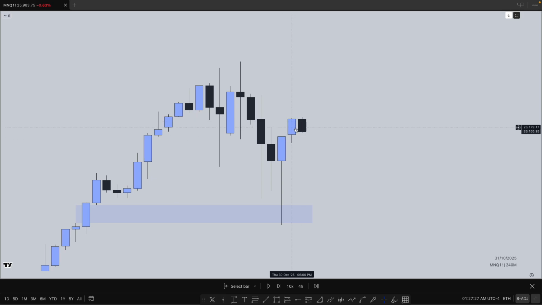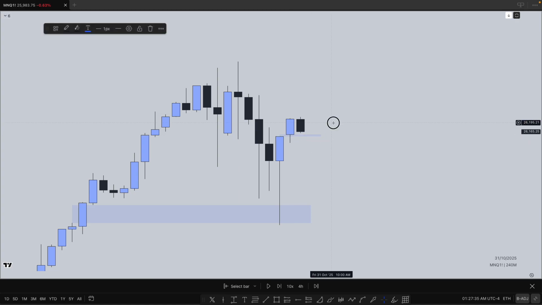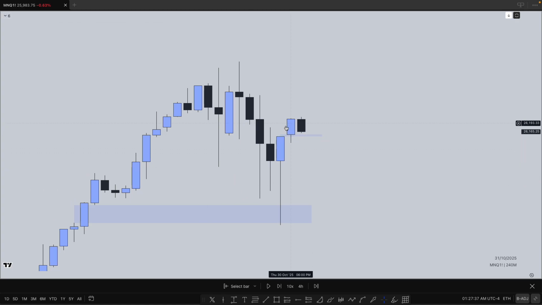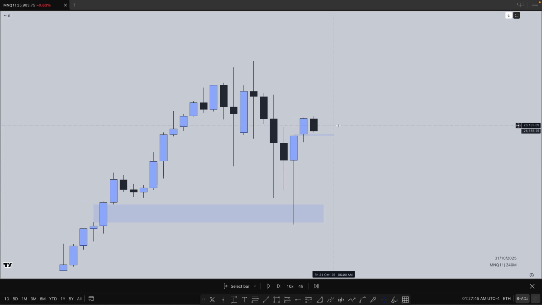So Asia has just ranged. My eyes immediately go to this new day opening gap. So my bias is bullish, and I'm looking for price to trade into this new day opening gap. And so next I need to look for drawn liquidity and find some structure.